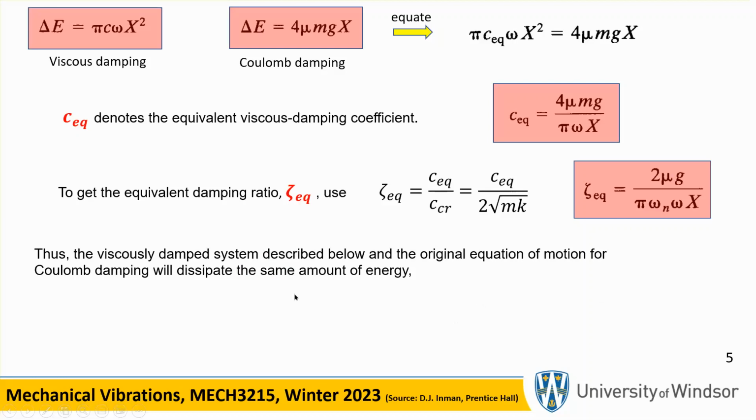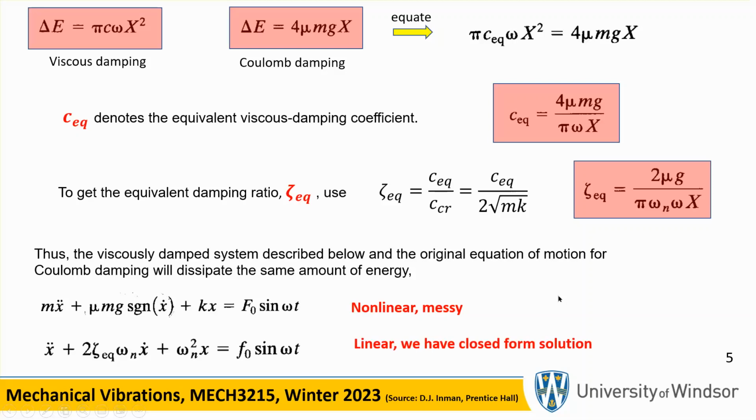What essentially we have done is that we have replaced a dry friction problem, a Coulomb friction problem, with an equivalent viscous damper where the amount of energy consumed by that equivalent viscous damper is the same as the area of that triangle or rectangle that I showed you. So if you want to do Coulomb damping, this is going to be messy. This is a nonlinear problem. We can't do it analytically. It's going to be very tough to do it. But we replace this Coulomb damping with an equivalent viscous damper.